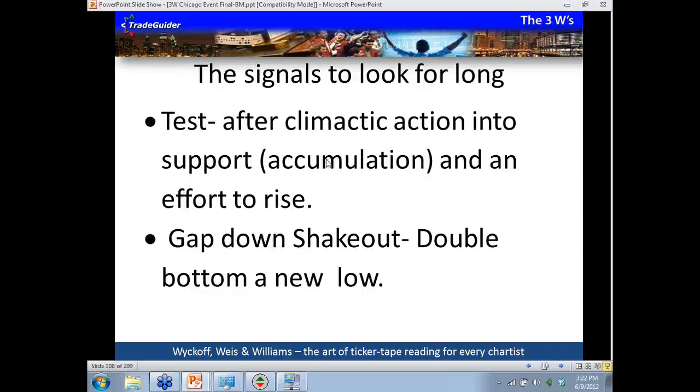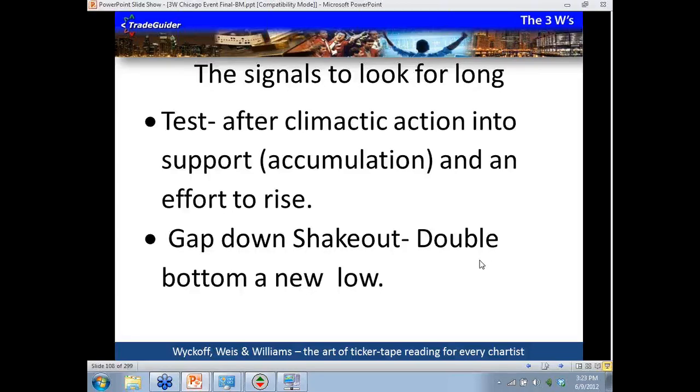There's also something I picked up from Tom Williams in the Master of the Markets book, the gap down shakeout. It's something I hung my hat on, and it's pretty powerful stuff. I can't recall what page it was, but it's right out of the Master of the Markets book. Don't reinvent the wheel. It's already out there for you.